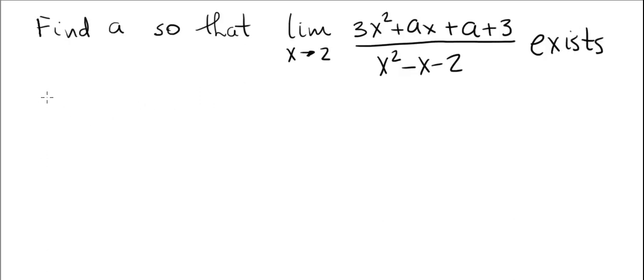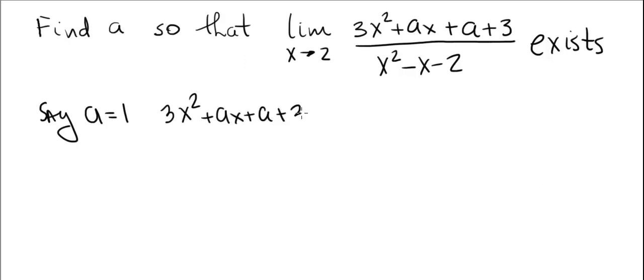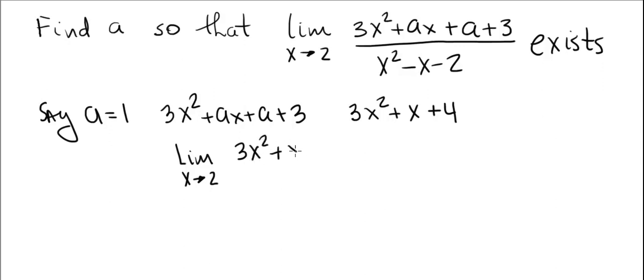Before we actually solve the problem, let's try a given value of a. Say a equals 1. Then 3x squared plus ax plus a plus 3 becomes 3x squared plus x plus 4. So the numerator becomes 3x squared plus x plus 4, and our limit becomes the limit as x approaches 2 of 3x squared plus x plus 4 divided by x squared minus x minus 2.